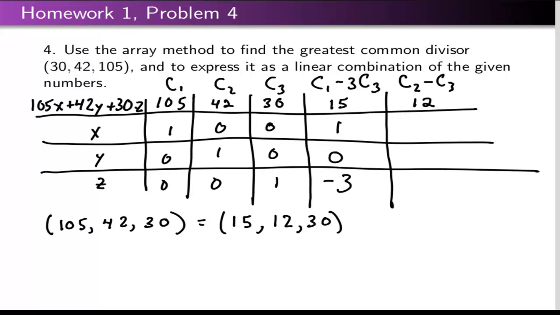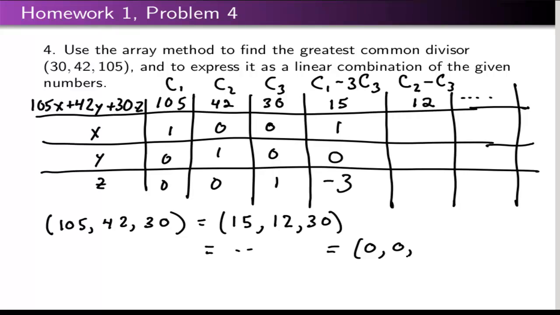And again, you just keep going until you would get 0, 0, and then some number down here. And you'll see the value D appearing up here. And then the X, Y, and Z values will be right below it.